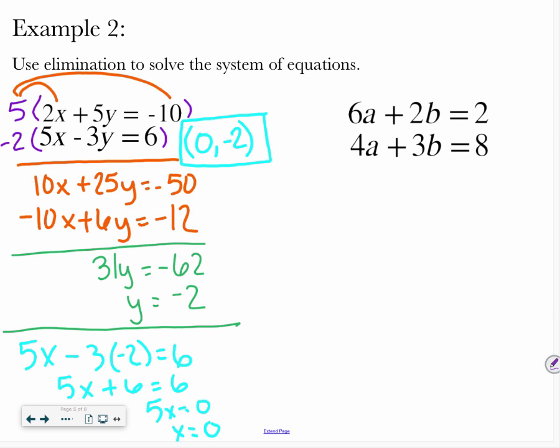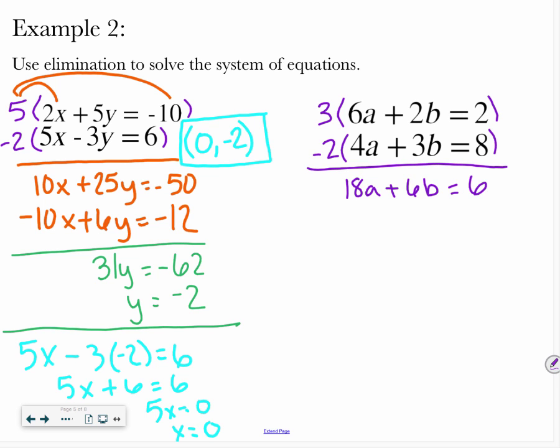We have 6a plus 2b equals 2. We have 4a plus 3b equals 8. Okay, so I could multiply the top by 4 and the bottom by 6 and get my a's to cancel. Or I'm going to choose my smaller numbers, and I'm going to get my b's to cancel instead. So I'm going to multiply the top by 3. I'm going to, again, multiply the bottom by a negative 2. This way I end up with 18a plus 6b equals 6, and negative 8a minus 6b equals negative 16.